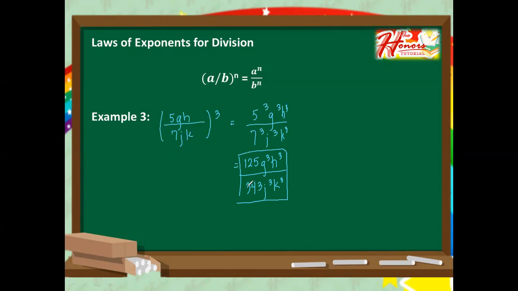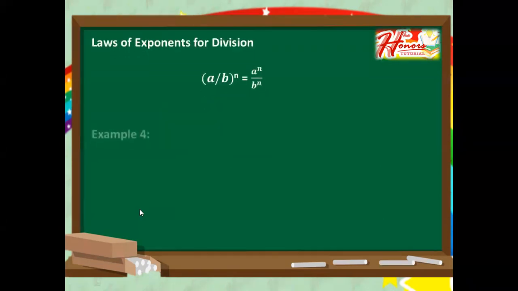Next, let us have example number 4. For example number 4, we have here the quantity of 2a cubed b squared c over 4a b raised to 7 c squared, raised to 5.